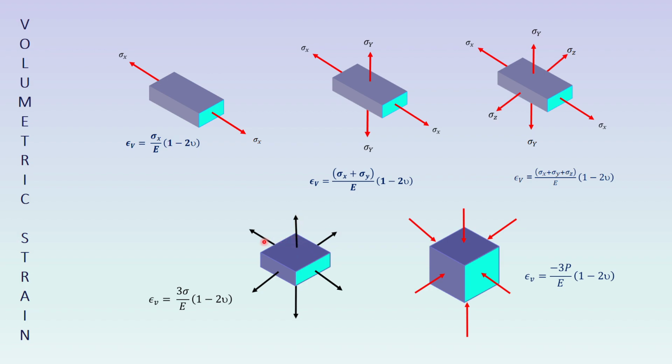If these 3 things here, sigma x, sigma y, and sigma z, are of the same magnitude, then you will have sigma x equal to sigma y equal to sigma z. When you add it up, it becomes 3 sigma divided by E. And if, for example, you have a cube that is submerged into water or seawater or anything else, then it will be subject to compression from all directions. Then this 3 sigma will become negative 3p, where p is the pressure. Remember, pressure is for fluid, while sigma, that is a stress, is for solid.